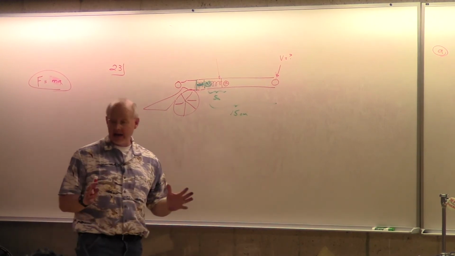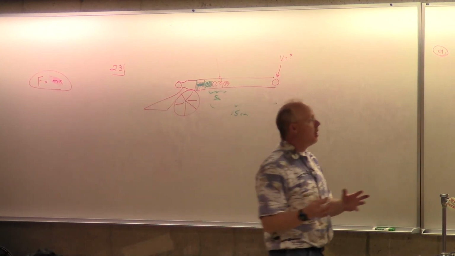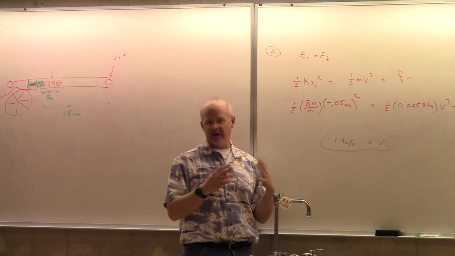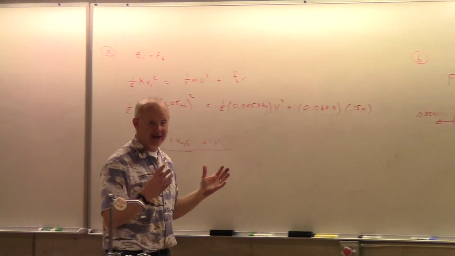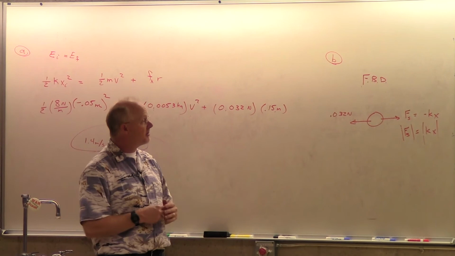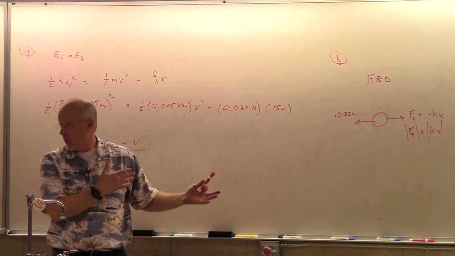All right, now that is just the beginning part. Now we can go back and use conservation of energy and find its speed. So let's actually answer that question. B is just where. So I guess we found the where.